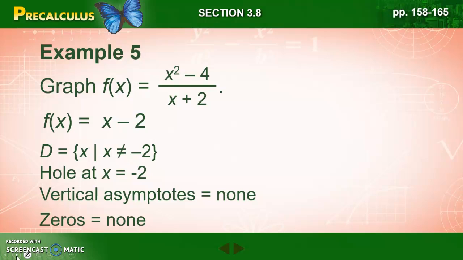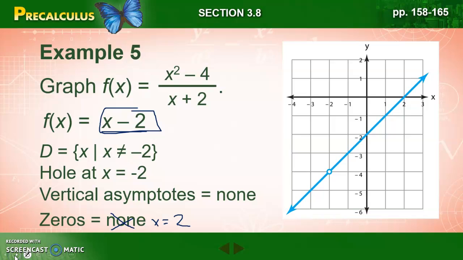All right, so here's what we know. We've got our x squared minus 4 over x plus 2. Our reduced function is x minus 2. Our domain is that x cannot equal negative 2 because that was a factor in both the top and the bottom. It is a hole. There is no vertical asymptote, and again, zeros where it crosses the x-axis, it will cross the x-axis at x equals 2. And we know that because we took this and we set it equal to 0.